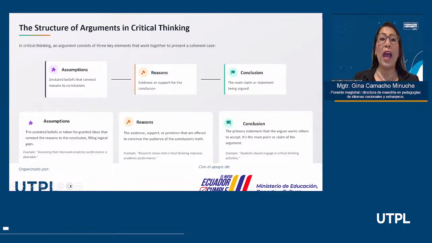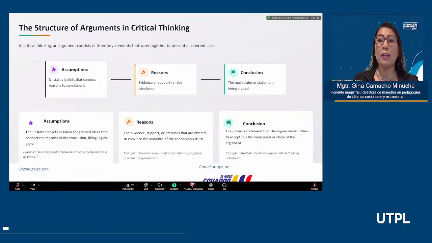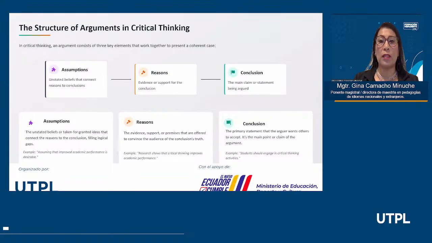The structure of arguments in critical thinking. We have three elements that form part of these arguments. The first one is assumptions, when you assume something is in that way. This refers specifically to unstated beliefs that connect reasons to conclusions. And talking about reasons, you have to teach your students to show you evidence, support what they are saying. A conclusion is the main claim of the statement being argued.